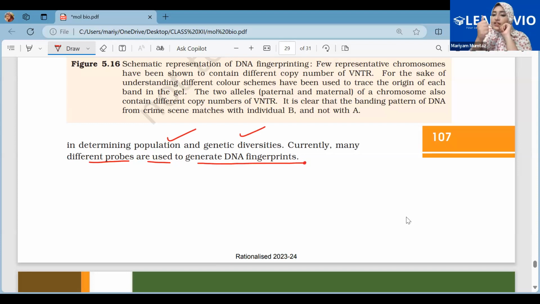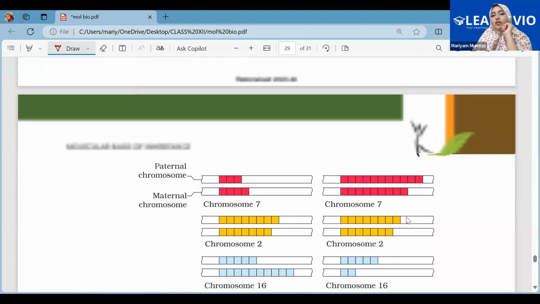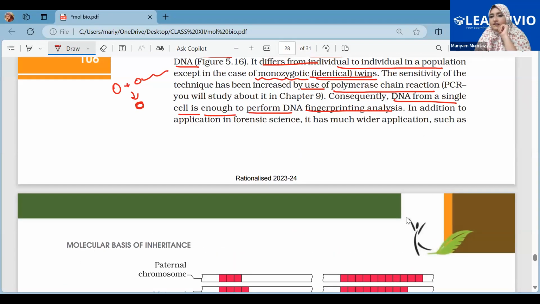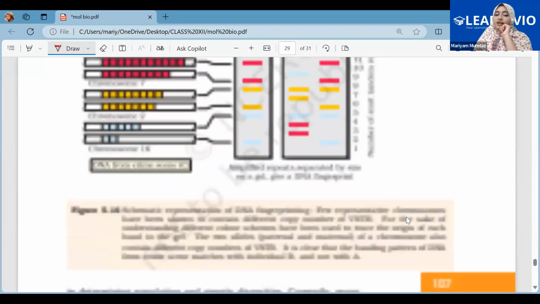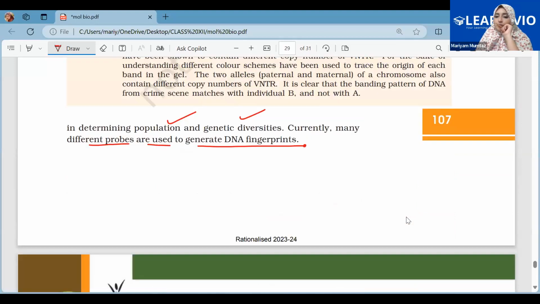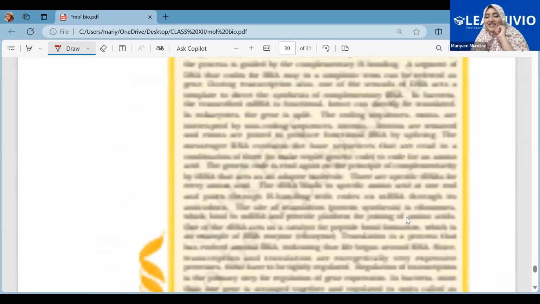The first and most important one is forensic science, to find out any kind of dispute, like paternity dispute, then rape cases, like majority of the things in terms of forensic science, any crime related stuff can be identified. Apart from that, it is also used in determining the population and the genetic diversities. So with that, we come to the end of the chapter.